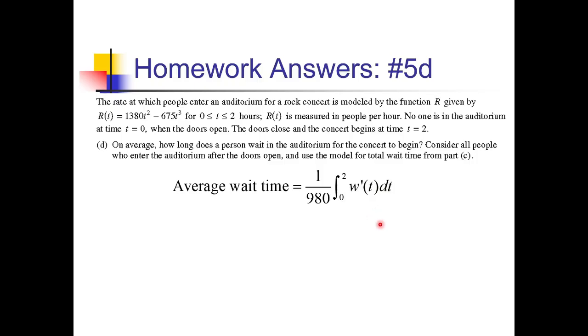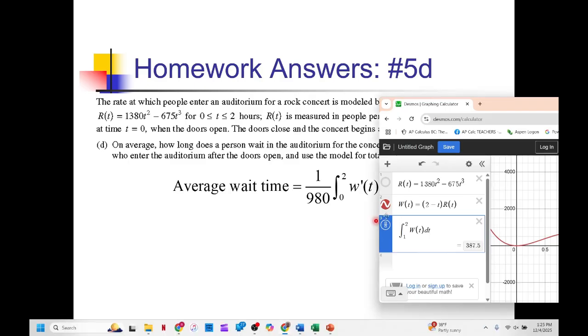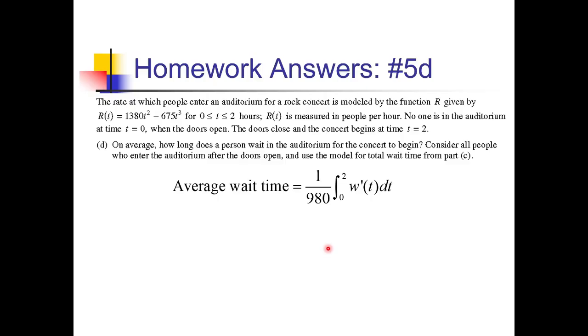All right, so let's do this on the calculator. I've already got this integral here, and I'm going to change it a bit. I've already got my W prime entered as W here. So out in front, I'm going to do 1 divided by 980. And I'm going to change this integral from 1 to 2 to 0 to 2. And what I end up getting for a final answer then is about 0.776. And this is going to be hours. This is the number of hours individually that each person's going to have to wait on average.